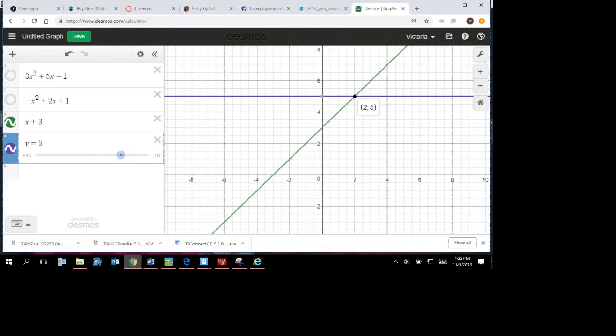Obviously, Desmos is way faster. You can't use the internet on tests. So we got to know how to do it the other way as well.